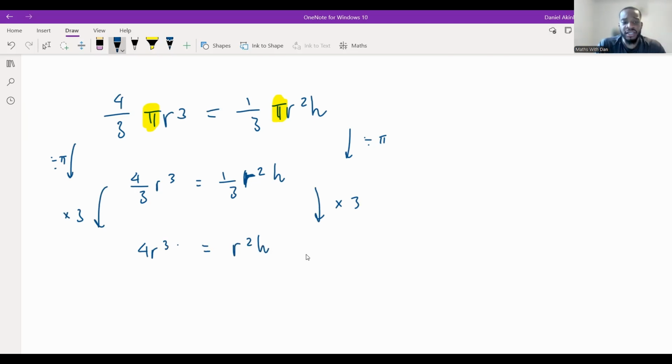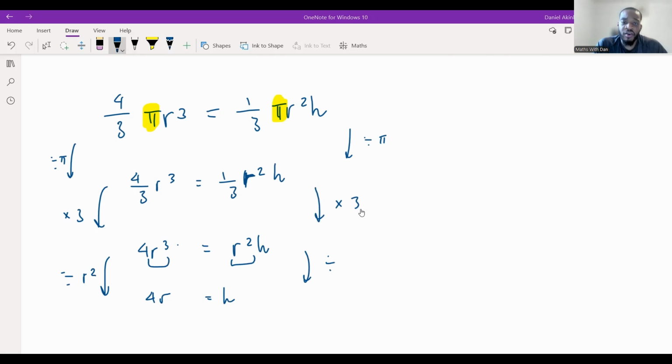And now, what else can I divide by, guys? What do we have a common factor of on both sides? Fantastic, Andy. We've got a common factor of r squared, don't we? Because we've got two r's in there. So I'm going to divide by r squared. That will give me 4r is equal to h.